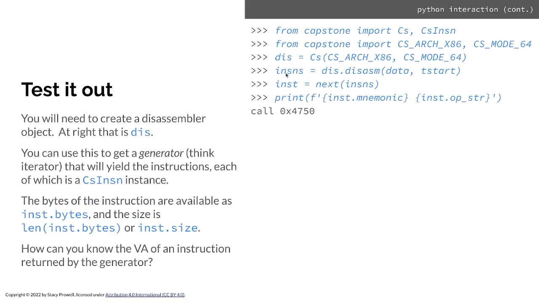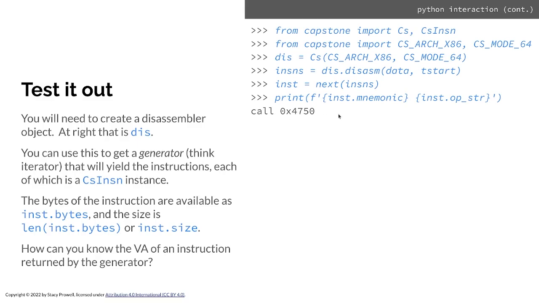And insns here, the thing you get back from this, that is an iterator. And I can call next on an iterator in Python. I can use a for loop on it or a while loop, etc. But if I call next on it, I'll get the next one out. That's a single instruction. And now that I have a single instruction, I can do things like print its mnemonic and print its operands. And you can see here it gives me back a particular disassembled instruction.